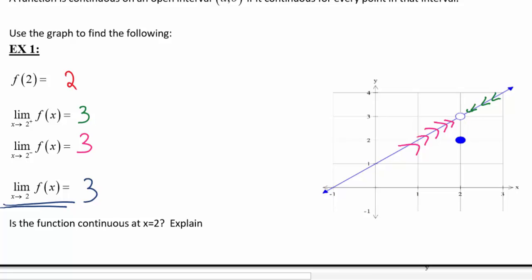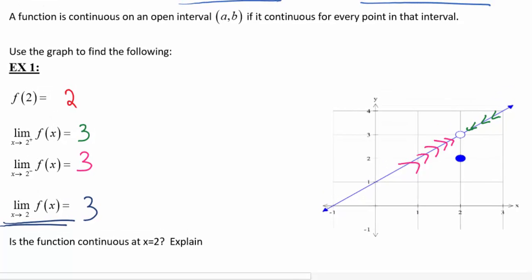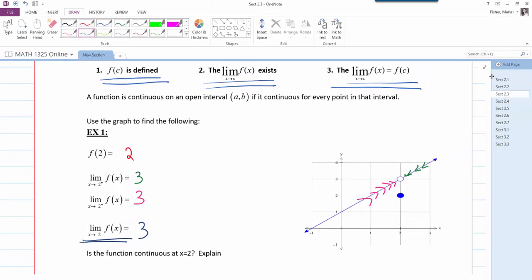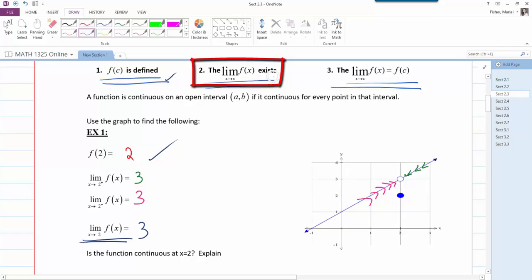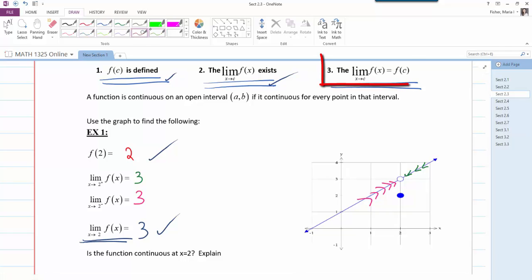So is this function continuous at x equals 2? Explain. All right, so three things need to happen in order for you to be continuous at a point. First, f of c needs to be defined. Is f of c defined? Yep, there's a closed circle there, so we're good. f of c is defined. Part 1 is done. Second, the limit has to exist. Did the limit exist? It sure did. The limit as x approaches 2 of f of x is 3. Great.